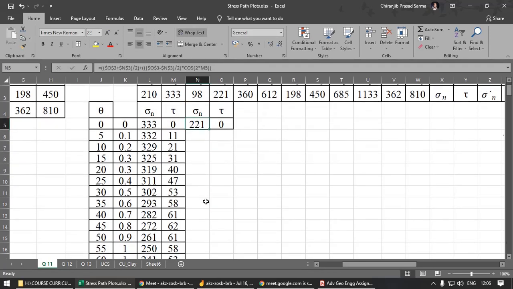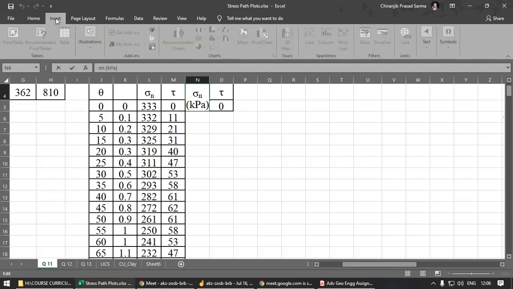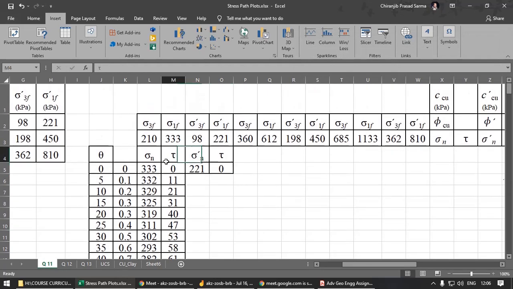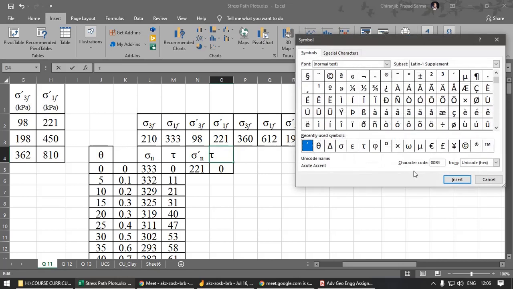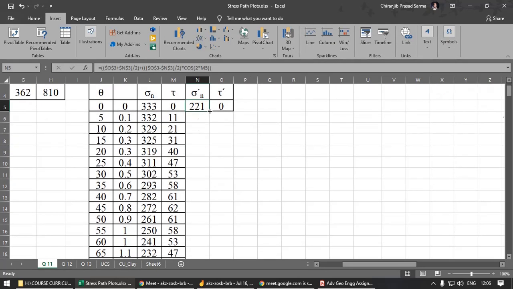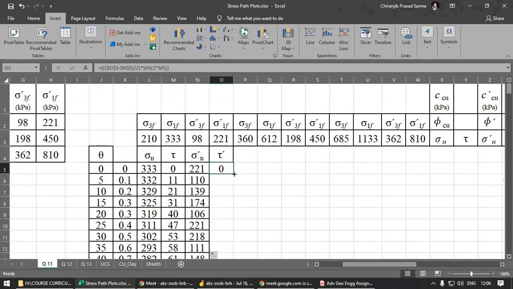And these are the values. So these are sigma n dash. And obviously tau dash and tau are the same. So even if I put a tau dash here, it is not a big deal, because the effective shear is unchanged. Shear is unchanged in total and effective stresses. So I pull it down.